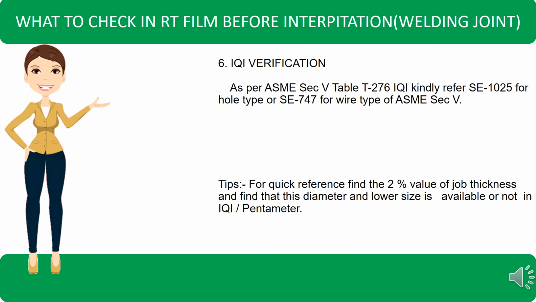The sixth factor is IQI verification. The image quality indicator, IQI, shall be verified from Table T-276 of ASME Sec V, to ensure that the correct IQI is placed. For the dimension of the diameter of the hole or wire type IQI, kindly refer to SE-1025 for hole type or SE-747 for wire type of ASME Sec V. Tip: for quick reference, find the 2% value of the job thickness and check whether that diameter, or a lower size, is available in the IQI, penetrameter.